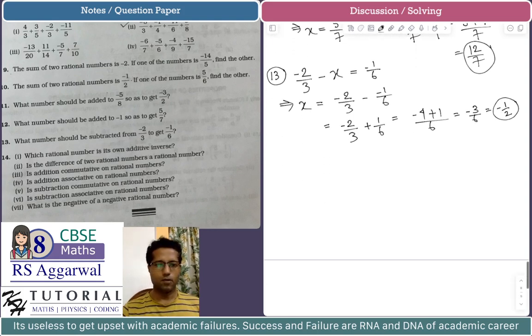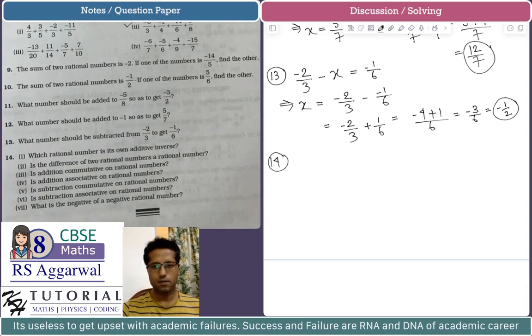Okay. Problem number 14. I guess these are all questions. Part 1: which rational number is its own additive inverse? If you already know, I've already discussed this in the previous video, part 6, that 0 is the only number which is equal to its additive inverse.